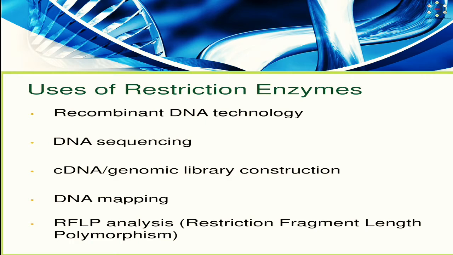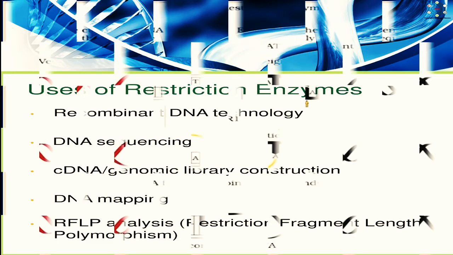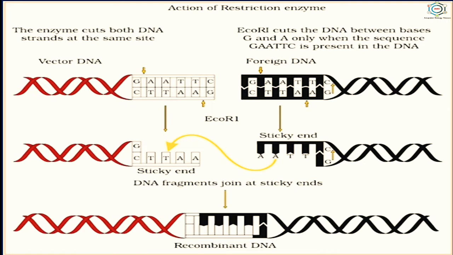Now, use of restriction enzymes. Restriction enzymes are used in recombinant DNA technology, DNA sequencing, cDNA and genome library construction, DNA mapping, and RFLP analysis. Each restriction endonuclease inspects the DNA molecule in search of specific recognition sequences. Once it gets its specific recognition sequence, it binds to the site and cuts each of the two strands of the double helix at specific points by hydrolyzing the phosphodiester backbone.